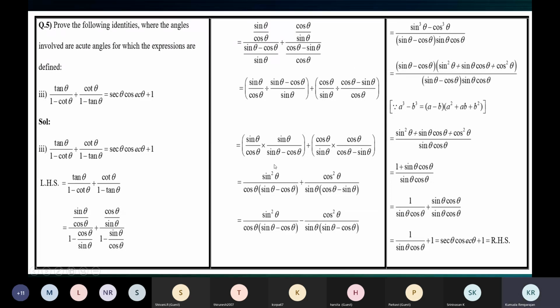And that's how we get sine into sine is sine square theta, cos into cos is cos square theta. And here, cos theta into this sine theta minus cos theta. You can see it here. This into this, you can see it here. Multiply the numerators, multiply the denominators, right?